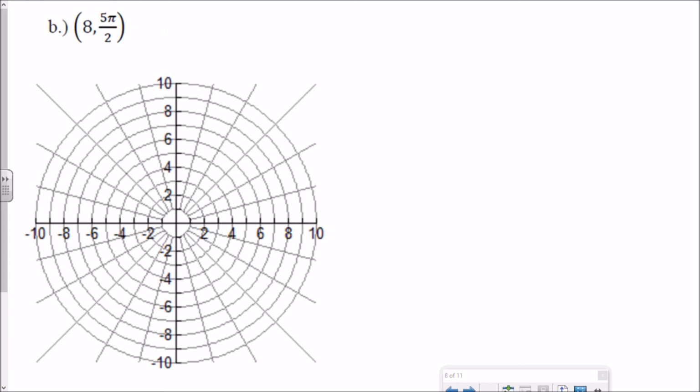Here's the next one. This is 5 pi over 2. So 5 pi over 2, let's see, this is 1 pi over 2, 2 pi over 2, 3 pi over 2, 4 pi over 2, and 5 pi over 2, and it's all the way at 8. So there's our point, and we could of course also call that 8, 5 pi over 2, or we could call it -8, 3 pi over 2, because that means you would come here in this direction, but instead of going +8 in that direction, you would go negative.